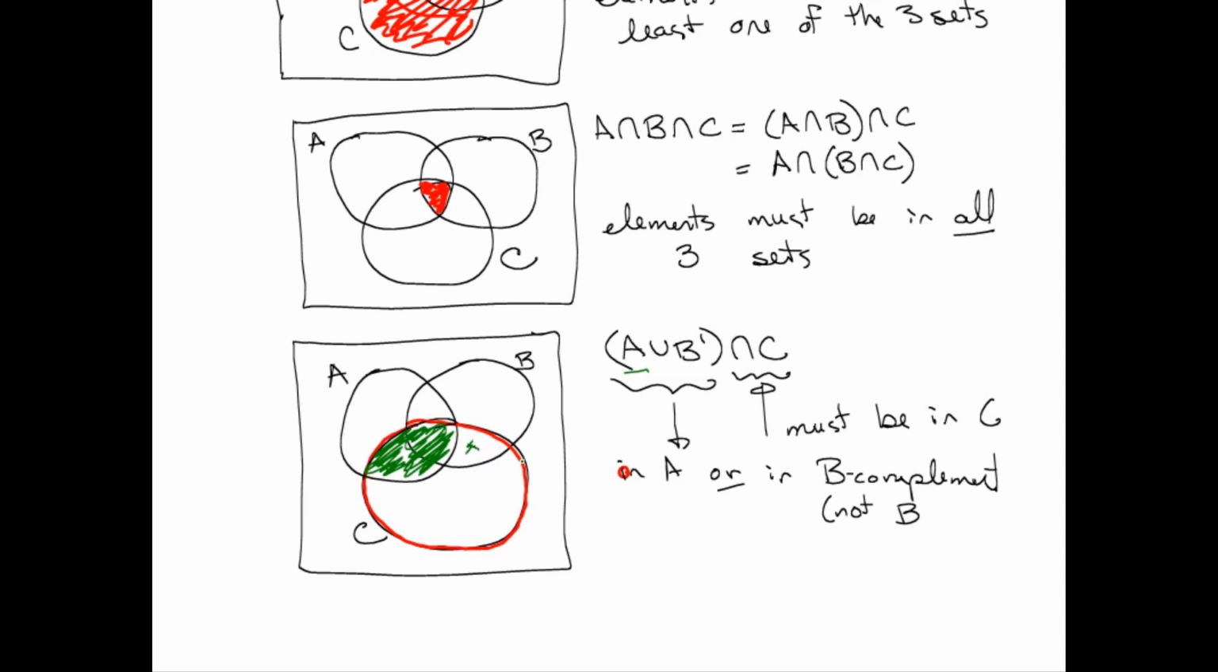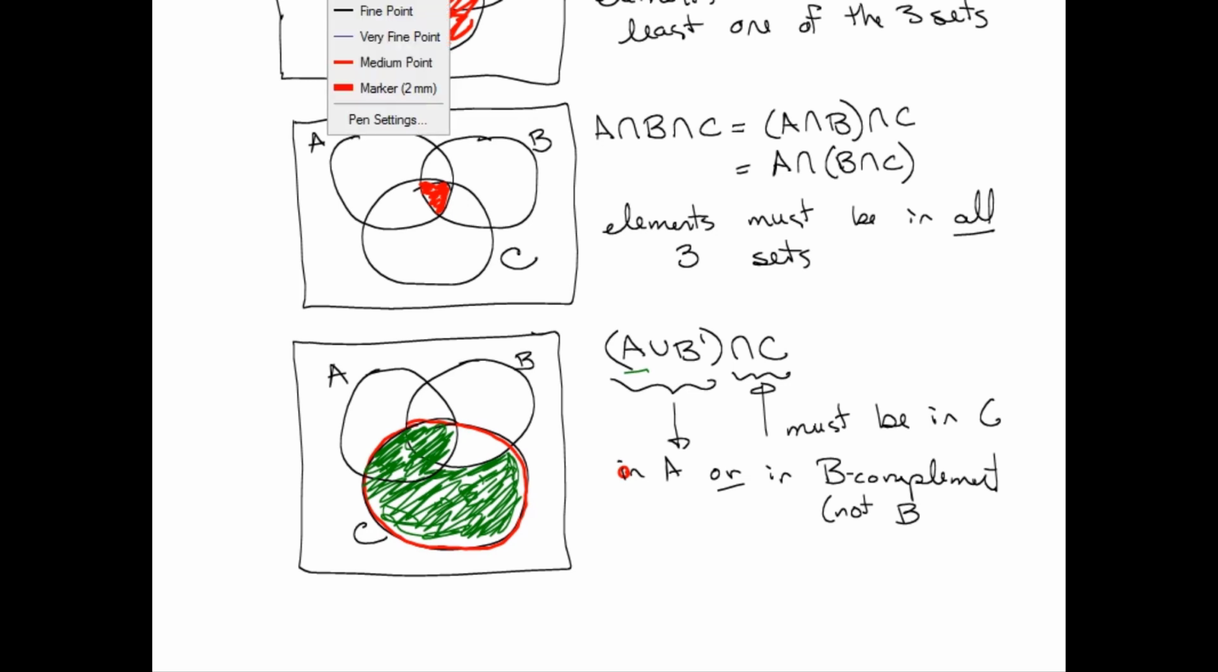Now if I look right here, these are not in B complement, nor are they in A. Therefore, I cannot include this little area. But what about here? These ones right here are in B complement. Therefore, this area has to get shaded. So here is, this green area is the desired set. Okay, let's move on.